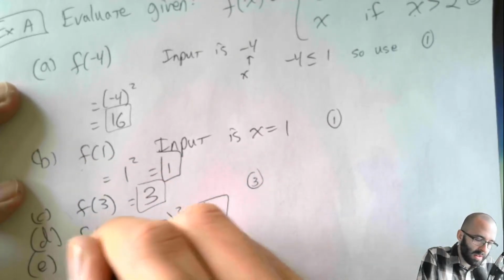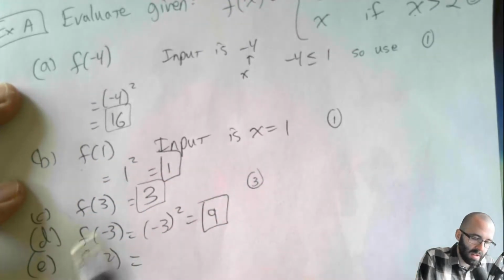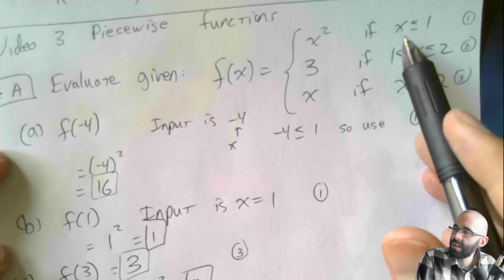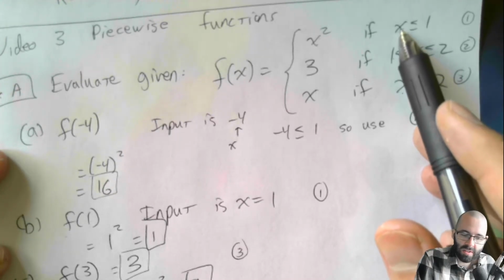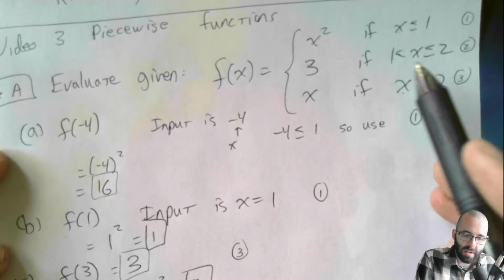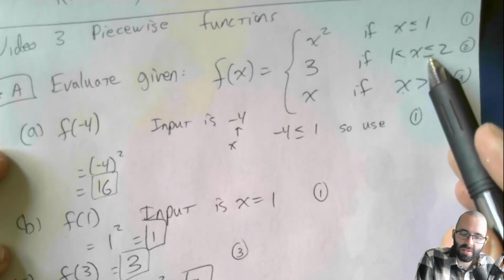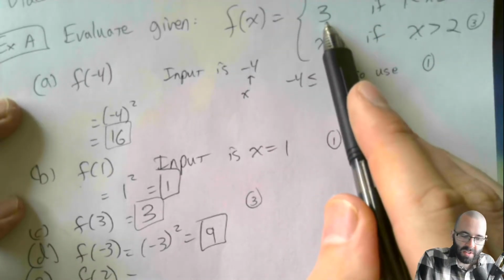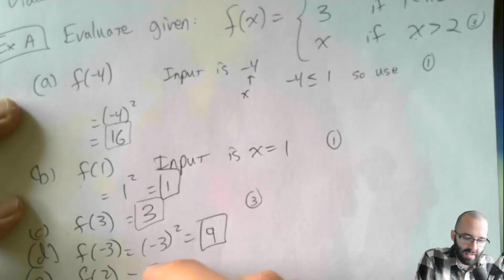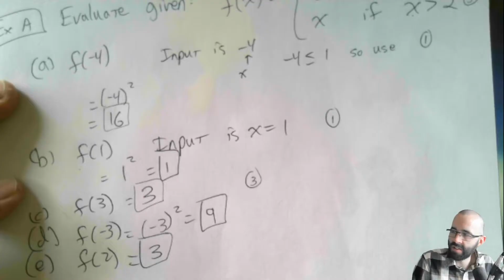f of 2. Which piece is 2 in? 2, our x value is 2. 2 is not smaller than 1. But 2 is between 1 and 2, since it's inclusive here. So we use that piece. This says our function is just 3. That's our value for E.